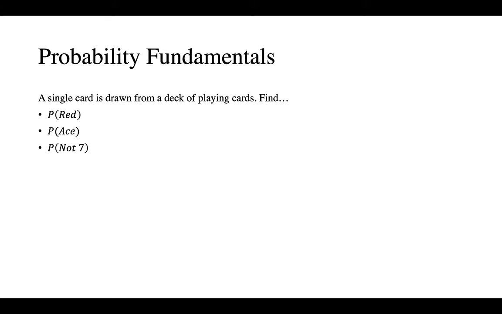So that would be 48 out of 52, or you could also say that reduces down to 12 out of 13. So 12/13 is the probability that you did not get a 7.